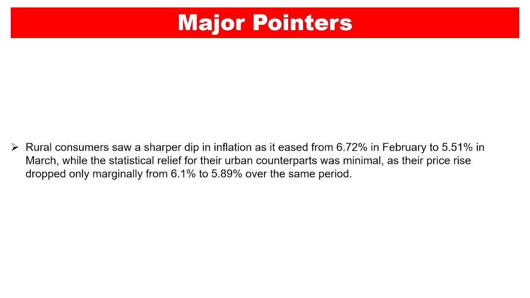If we talk about rural inflation, then it has slid from 6.72% to 5.51%, which is good news for rural consumers. At the same time, urban inflation has also dropped, but not very significantly. Right, it has shown a drop from 6.1% to 5.89% over the same period. These are the basic details regarding the inflation numbers mentioned in this newspaper article.